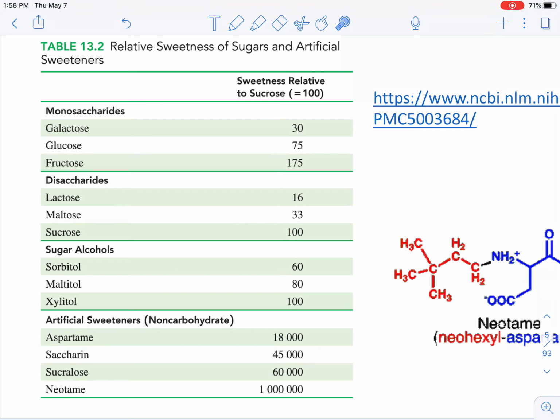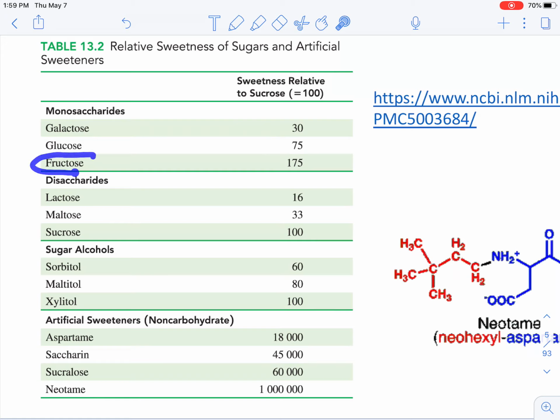And so if we focus on sucrose just for a second, sucrose is common table sugar. If you take some granules of sugar and place them directly on your tongue, whatever that sweetness is to you, we're going to attribute that as our reference point, so it's 100. And if you were to try these pure substances of monosaccharides, disaccharides, sugar alcohols, and artificial sweeteners, we get these different levels of sweetness.